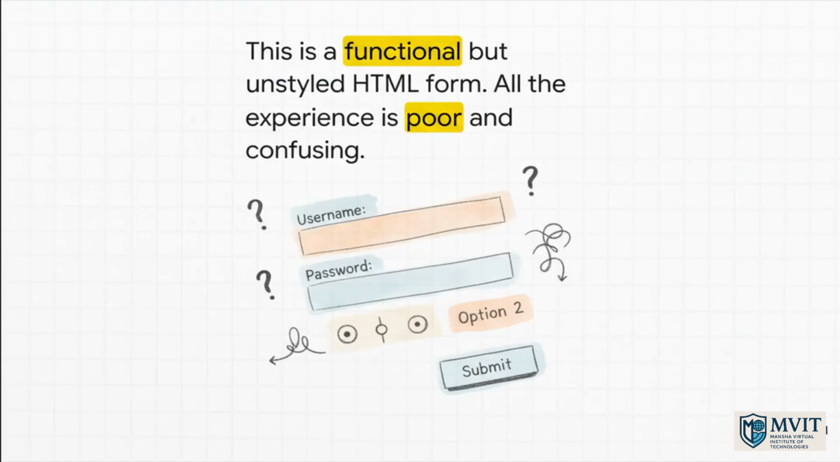Okay, so take a look at this. This is a raw HTML form. And sure, all the pieces are there. It's functional, I guess. But let's be honest, it's a mess. It's confusing, it's clunky, it's just plain ugly. You wouldn't want to use this, right? So how do we fix this disaster?